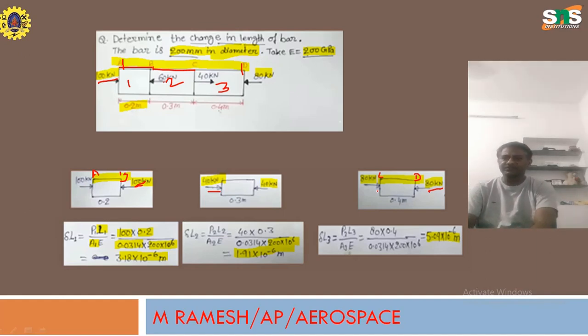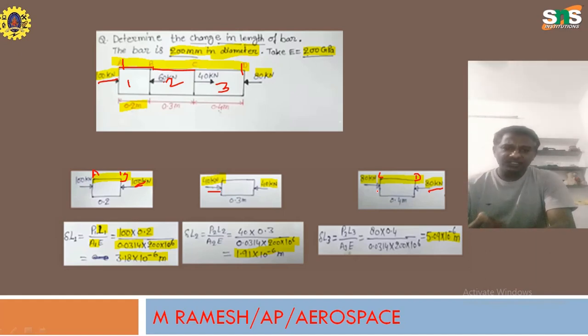Now we have found the values of load acting at each segment. Now the total load has been found for AB as well as BC as well as CD, three segments. Now individually you have to find the change in length. Now use PL by AE. In each segment load is there, length is there, and cross section and Young's modulus.